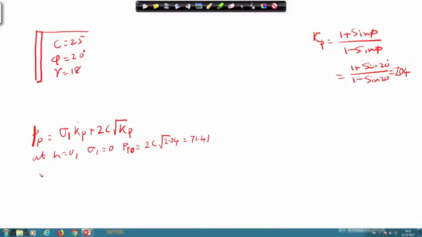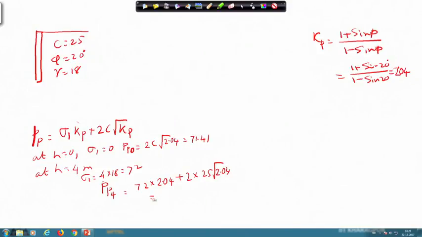and at H equal to 4 meter, sigma 1 will be equal to 4 into 18 equal to 72. So, Pp at 4 meter will be equal to 72 multiplied by 2.04 plus 2 into 25 multiplied by under root 2.04. So, this gives you the value 218.29.